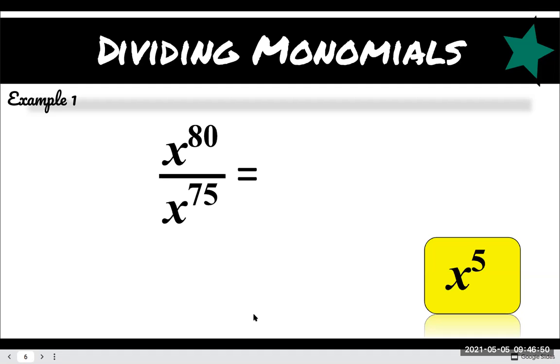So in this case, the best method, in my opinion, unless you want to expand that, is using the rule. Since the bases are the same, which is x, we're going to subtract the power of the top minus the power at the bottom. So what's 80 minus 75, Rosa? Oh, you're probably busy, huh? Okay. So 80 minus 75 is going to have 5 left.